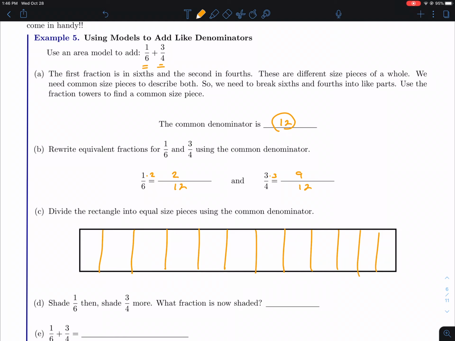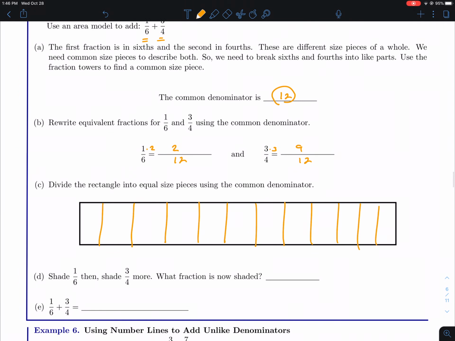And so now what we want to do is, now that they're the same and we have the common denominator, now it's exactly like we did in the first part. So we just want to shade the different sections. So in this case, we want to shade 1/6, but we want to shade what 1/6 is equal to, which is 2/12. So in this case, we're going to shade 2 of these rectangles. And so this is our 1, 2. So this gives us our 1/6 or 2/12.